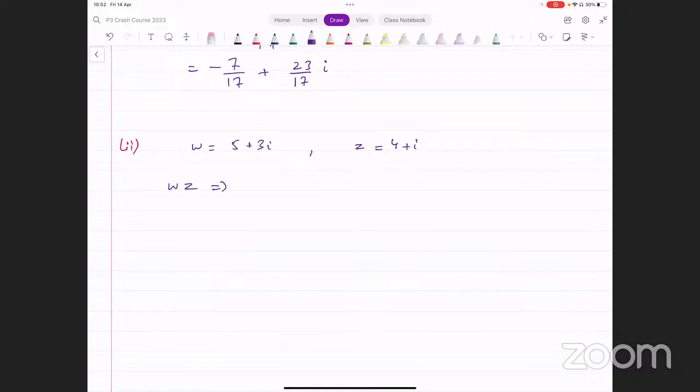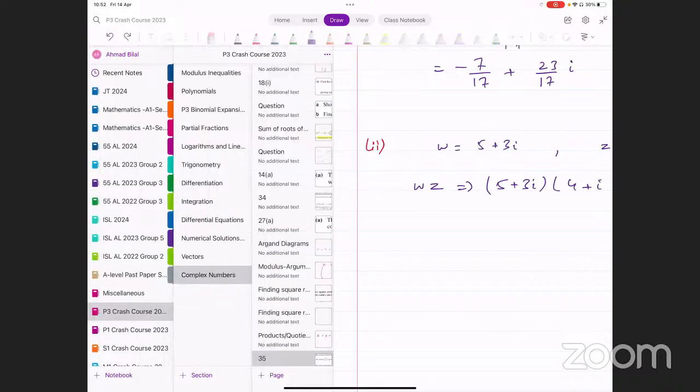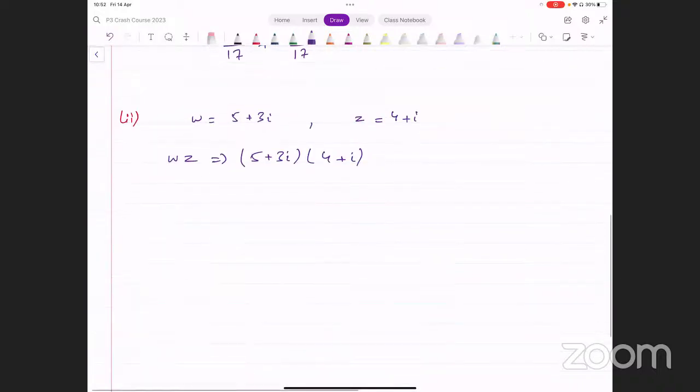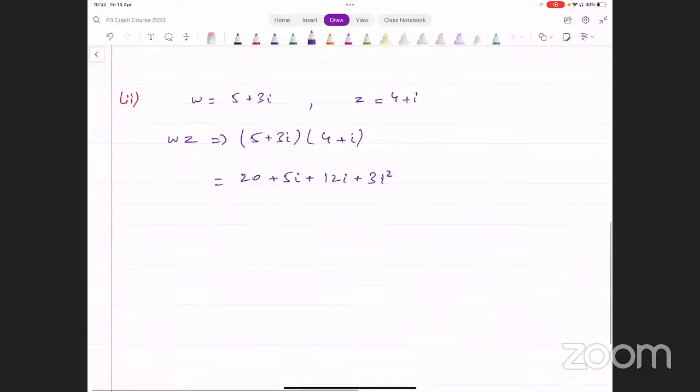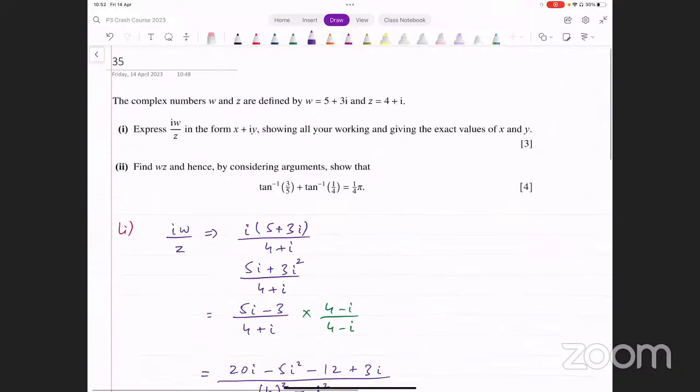W times Z. What is that equal to? 5 plus 3 iota multiplied by 4 plus iota. Now 5 into 4, that gives us 20. 5 into iota, that's 5 iota, plus 12 iota, plus 3 iota squared, right? 20 minus 3, that's 17. And you have 17 iota from here. WZ equals this thing. So we have evaluated WZ. That's the first thing that we had to do.